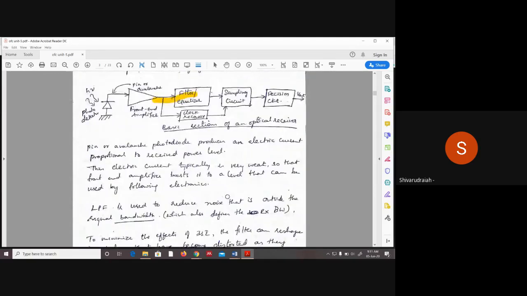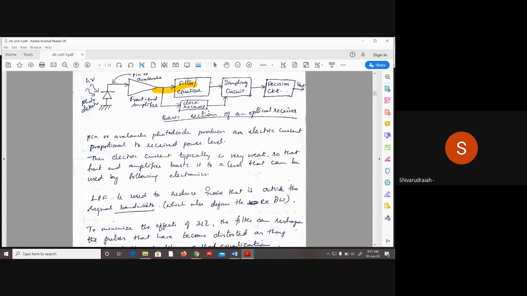So you can just go through whatever I have explained. It is written in the form of a statement here. The PIN or avalanche photodiode produces an electrical current which is proportional to the received power level. This electrical current is typically weak in nature because it has traveled so much distance. The front end amplifier will boost the weak signal to a level that can be used for the further blocks that are placed after the front end amplifier.